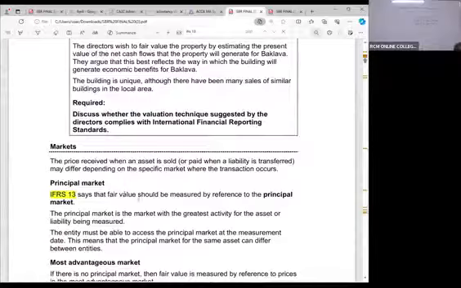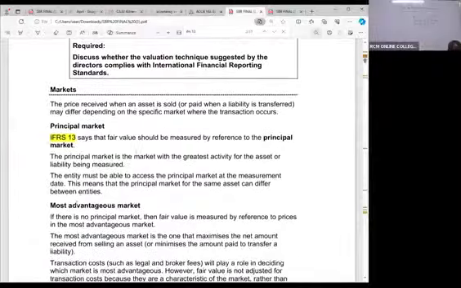IFRS 13 says that the fair value should be measured by reference to the principal market. The principal market is the market with the greatest activity for the asset or liability being measured. Like our principal market in terms of securities in Kenya will be the Nairobi Stock Exchange. The entity must be able to access the principal market at the measurement date. So at the measurement date, you must go to the Nairobi Stock Exchange, use the accountant, and see, at 1st December, how are my shares trading?